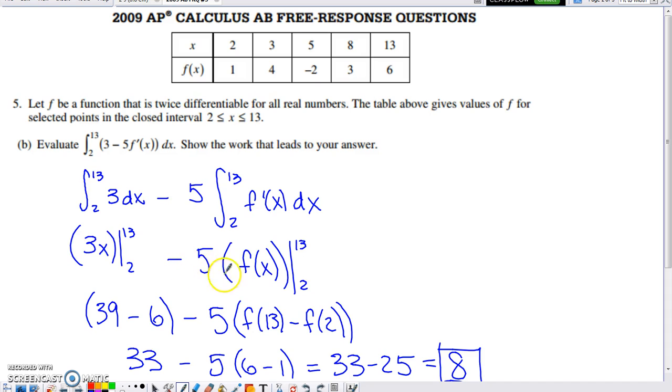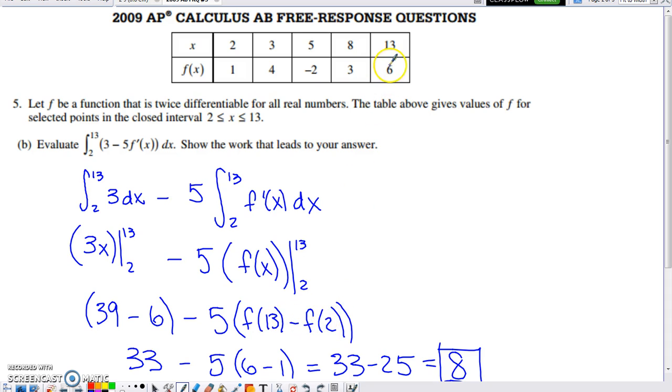And then I have to subtract off the definite integral that's listed here. And I've got my 5 kind of copied down here. What's the antiderivative of f prime? Well, that's f. I would then need to evaluate f at the upper limit of integration, evaluate f at the lower limit of integration, and take a difference. So that's going to be f of 13 minus f of 2.